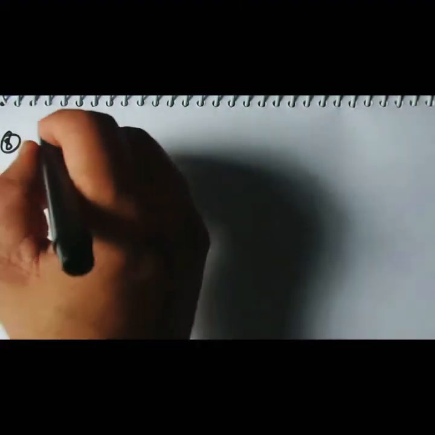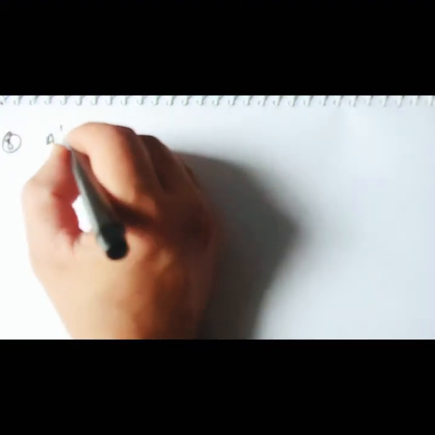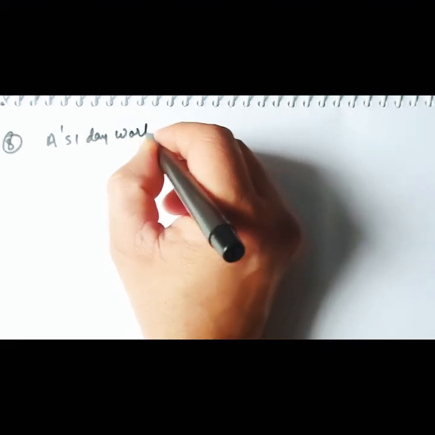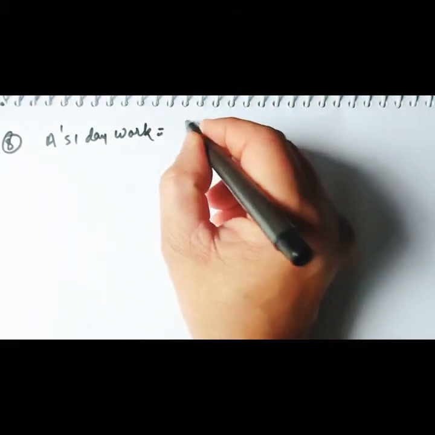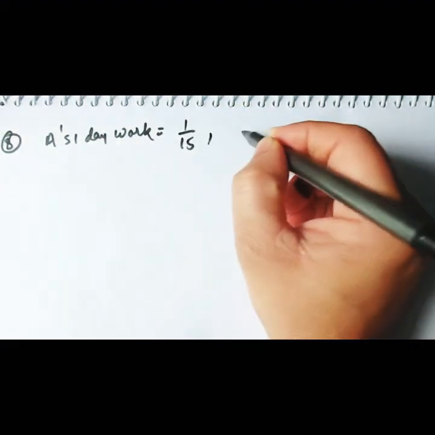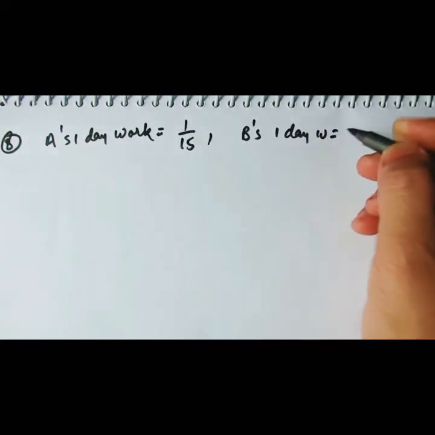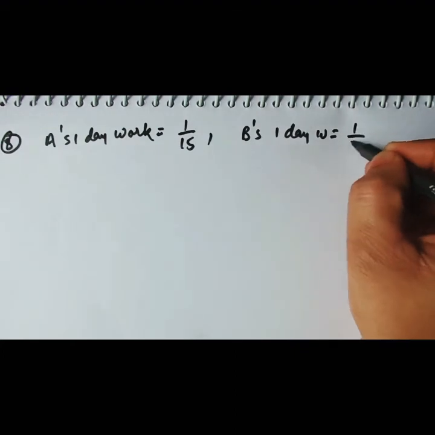So what is given in number 8? A can finish a piece of work in 15 days and B in 10 days. A's 1 day work is equal to how much? Is equal to 1 by 15, and B's 1 day work is equal to 1 by 10. Okay, no problem. They work together for 2 days.